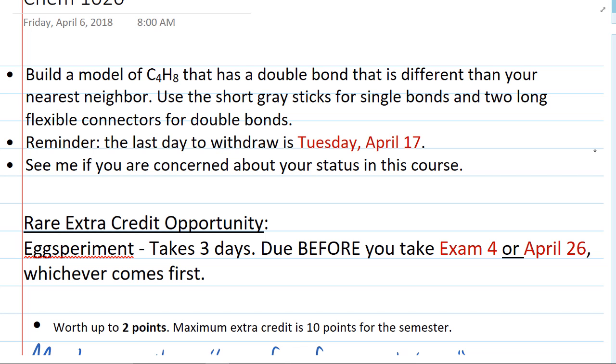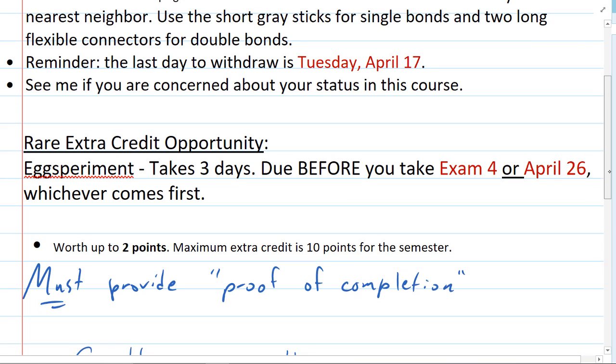You'll see a drop box for it, just like you see the drop boxes for your other labs. It is due before you take experiment 4 or exam 4. Exam 4 is going to be on D2L, and if you start taking exam 4, it's going to lock out that drop box. So if you want to have the chance for extra credit, you have to submit it before you take exam 4, or the drop box is not going to be available. Again, that would be on or before April 26th.